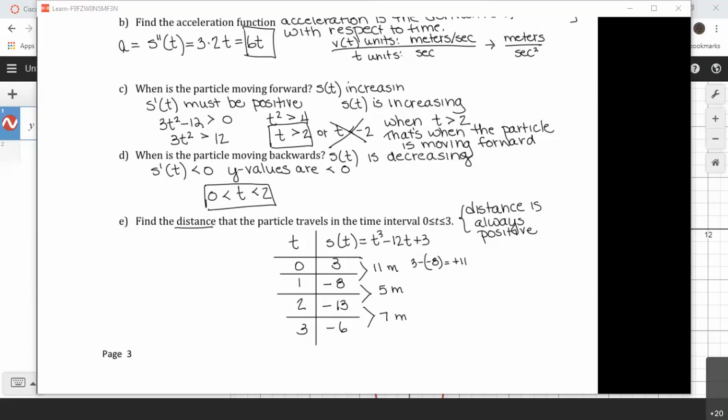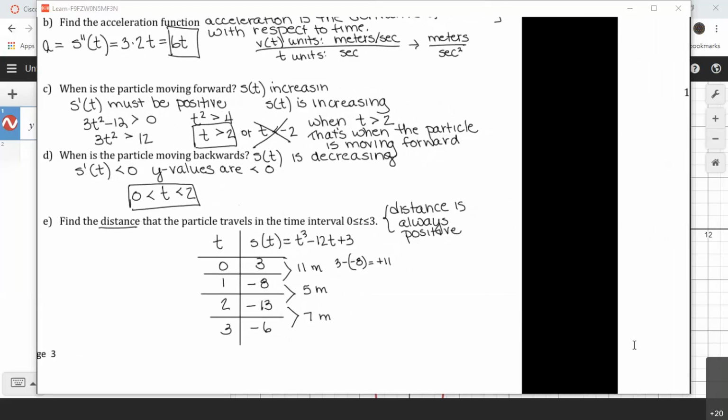forward. So in this interval, the particle's going backwards. In this interval, the particle's going backwards. In this interval, even though it's still behind the starting line, it's now moving forward because the numbers are becoming less negative. Everybody understand how I did that? Understand the process? Anybody have questions about the process?